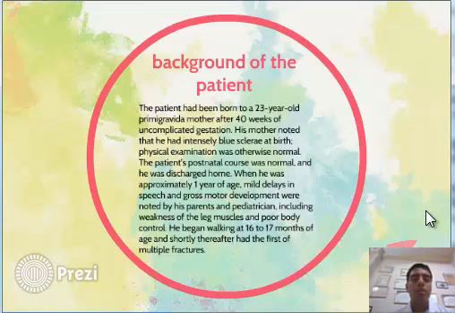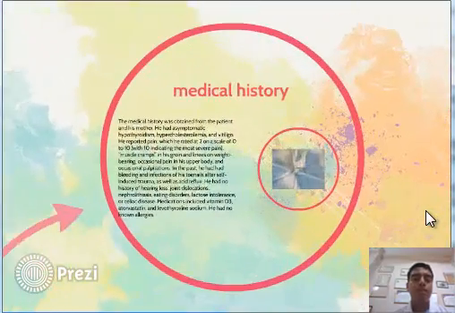The patient's postnatal course was normal and he was discharged home. When he was approximately 1 year of age, mild delays in speech and gross motor development were noted by his parents and pediatrician, including weakness in the leg muscles and poor body control. He began walking at 16 to 17 months of age and shortly thereafter had the first of multiple fractures.